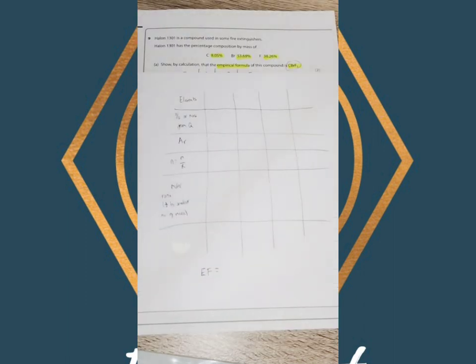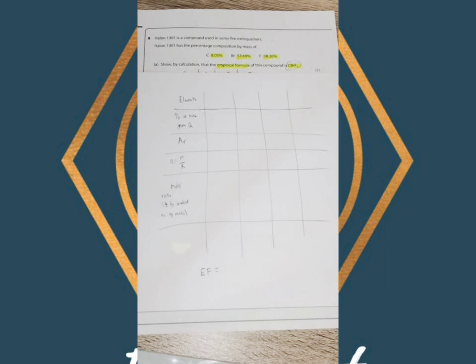Right, guys, on to question 9, which starts off with something called the empirical formula. Halon 1301 is a compound used in some fire extinguishers, and it has the percentage composition by mass of carbon being 8.05% of its mass, bromine being 53.69% of its mass, and fluorine comprising 38.26% of its mass. Show by calculation that the empirical formula of the compound is CBrF3.